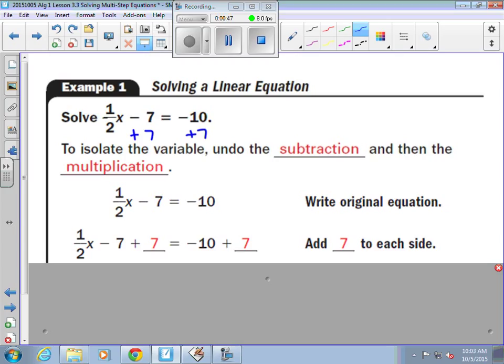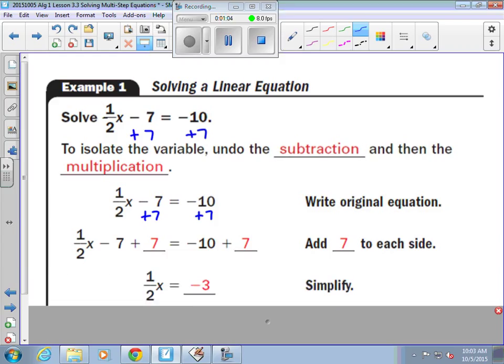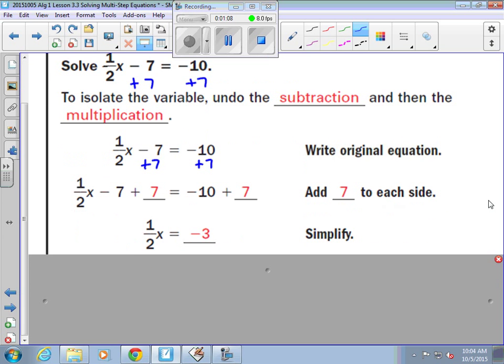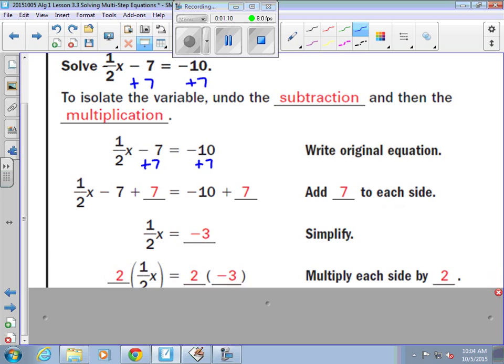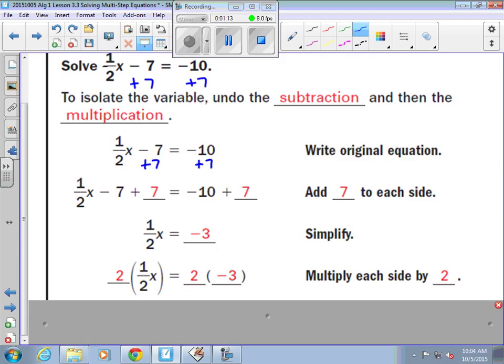So here it is, worked with the horizontal method. 1 half x minus 7 equals negative 10. Undo minus 7 by adding 7 to both sides. Here's the vertical method to go along with it. That'll cancel it out and just leave you 1 half x is equal to negative 10 plus 7, which is going to be negative 3. Then undo 1 half times x by dividing by 1 half.